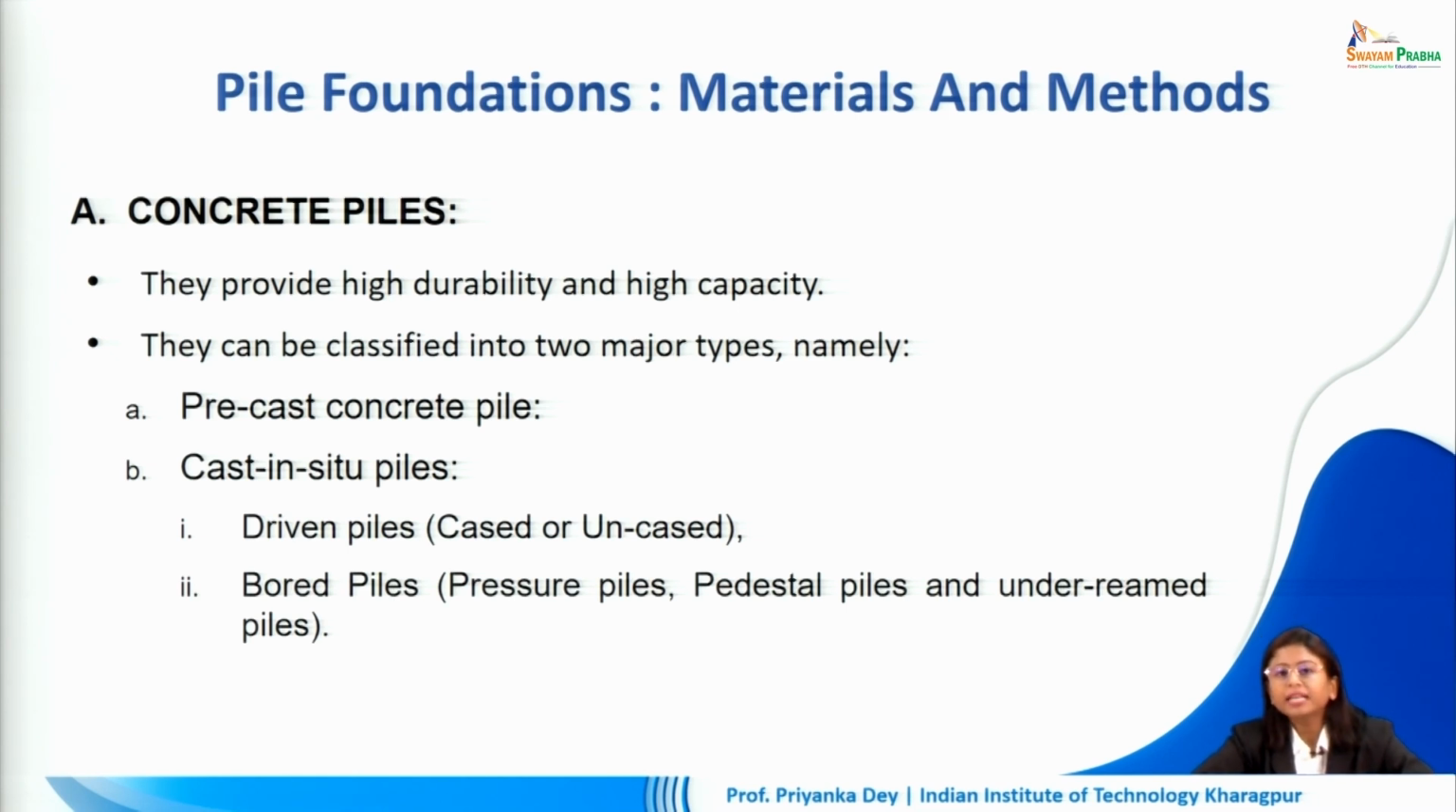Concrete piles are highly durable and very high capacity. They can take a lot of tonnage of load. They can be classified into two major types, namely precast concrete pile or cast in situ pile. And cast in situ can be further subdivided into driven, that is cased or uncased driven piles, and bored piles, which can be pressure pile, under-ream pile and pedestal piles.